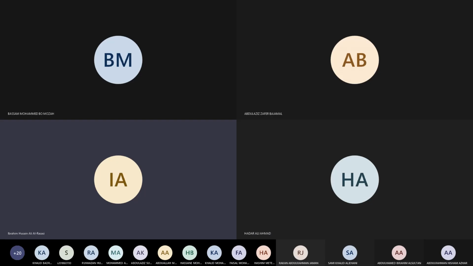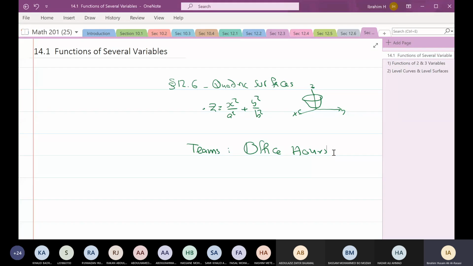Rest of the explanation. Okay, the rest of the explanation. So this is for the remaining part of section 12.6. Okay, now we'll start this section now.